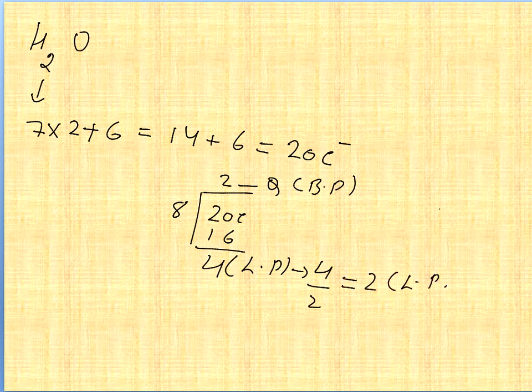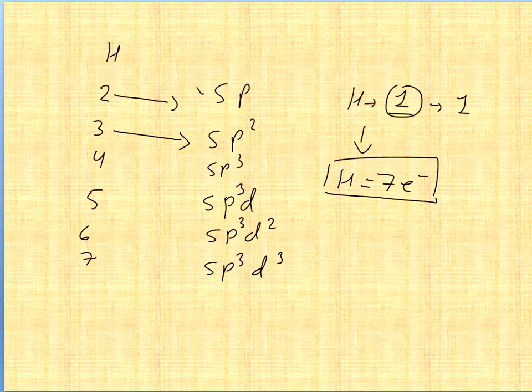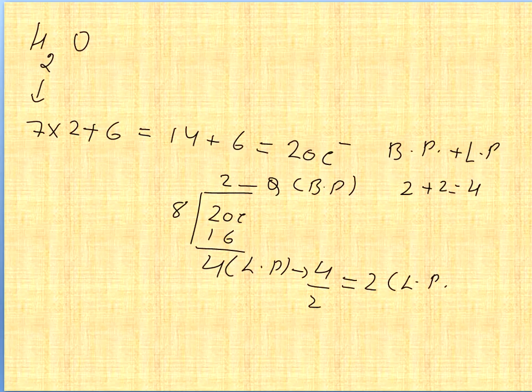So what will be the hybridization? Bond pair plus lone pair, 2 plus 2 is equal to 4. Then according to 4, we see the hybridization will be sp3. Is that clear guys? It is such a simple trick. Let's take the next example.